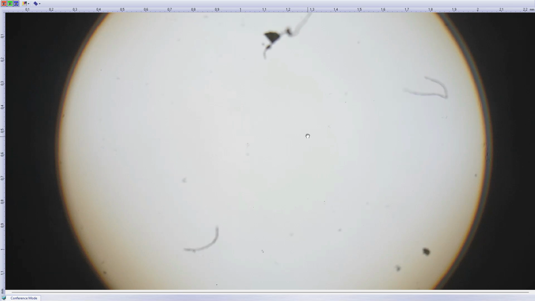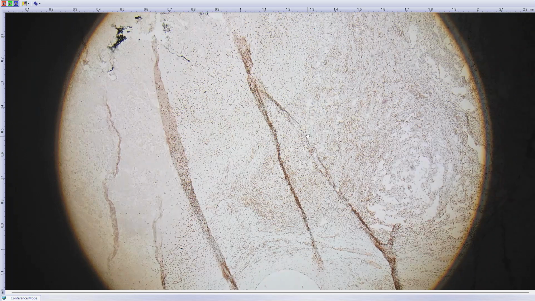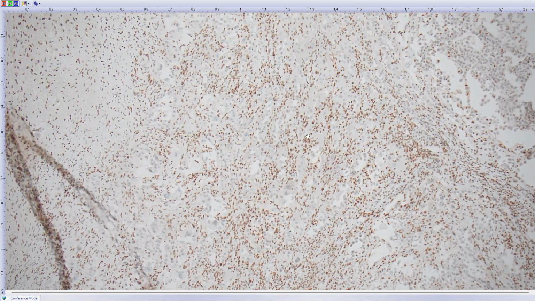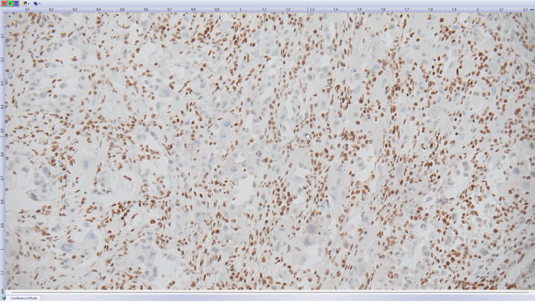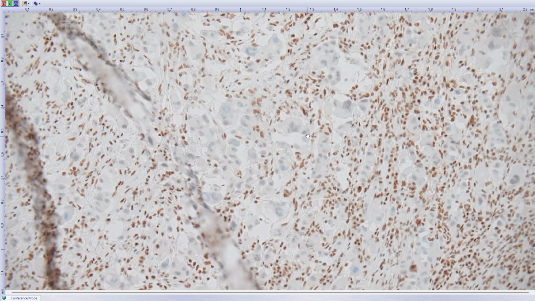Anybody has a guess what could help here? Marianne and my father already know the diagnosis, so anybody has a guess? Yes, well, it's not SMARCB1, but it's SMARCA4. This is a SMARCA4 immunohistochemistry. You can see the inflammatory cells have a diffuse strong positivity. The large epithelioid cells in between are negative.